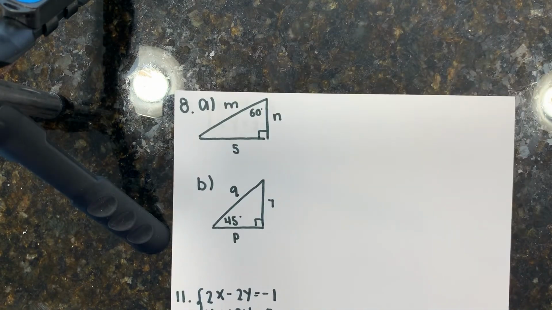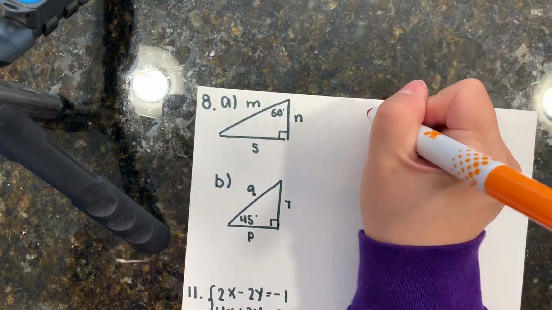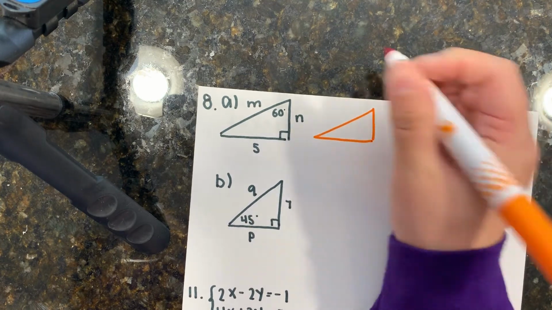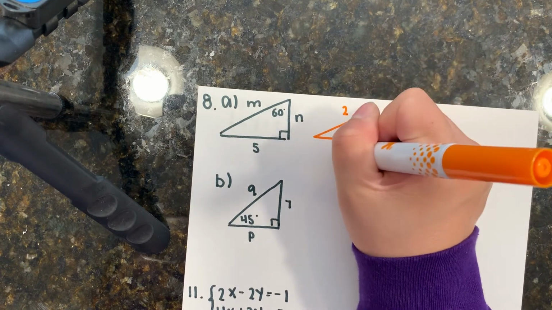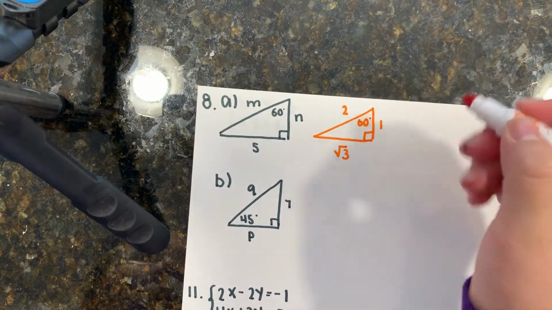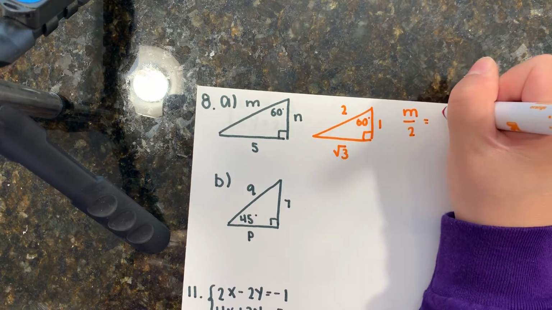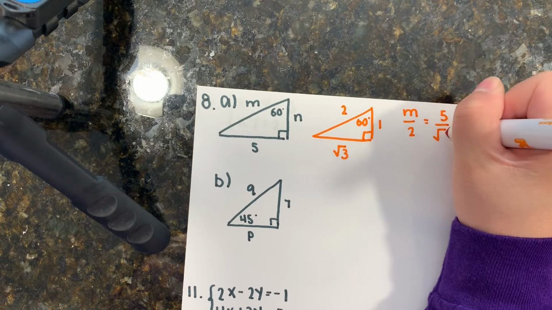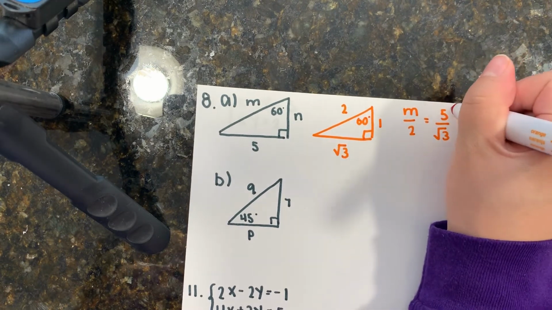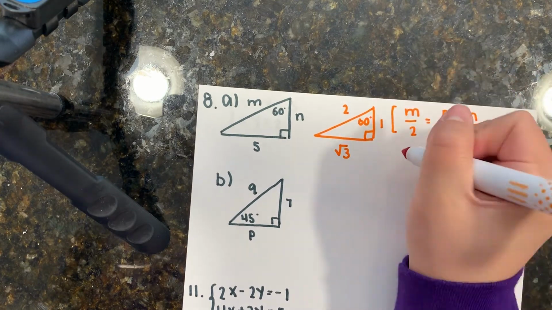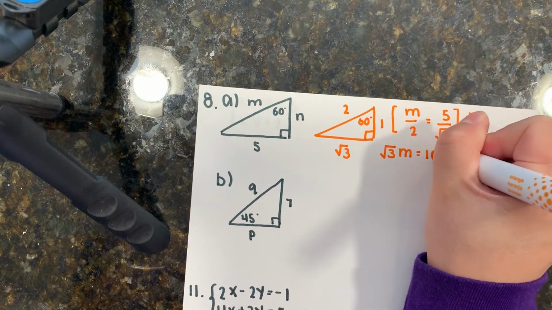Moving on to number 8. So for number 8, I need a reference triangle facing in the same direction. So if the 60 degrees is here, the 90 degrees is here, this would be 1, 2, and root 3. So I would set up my ratios as m over 2, slant over slant, equals base over base, 5 over root 3, equals height over height. I'm going to start by cross multiplying the first two, which would give me root 3m is equal to 10.